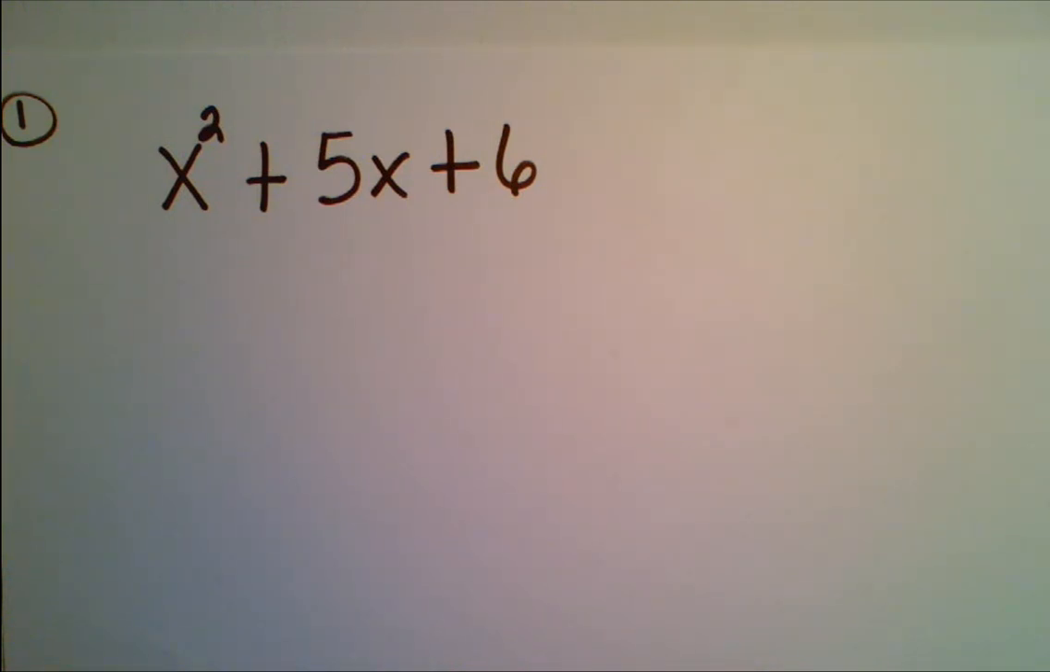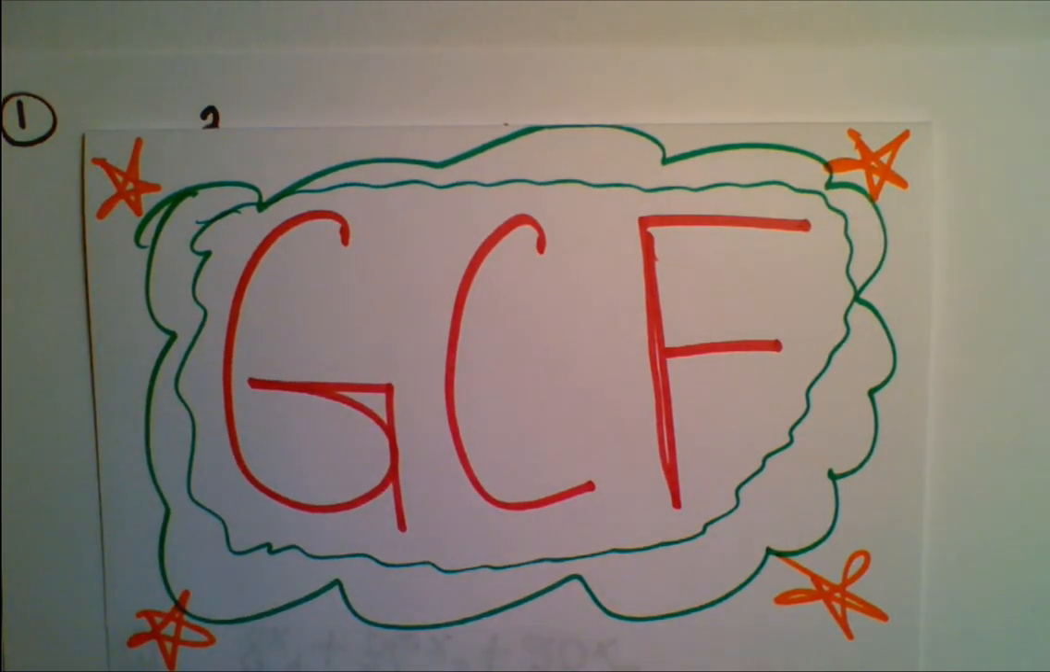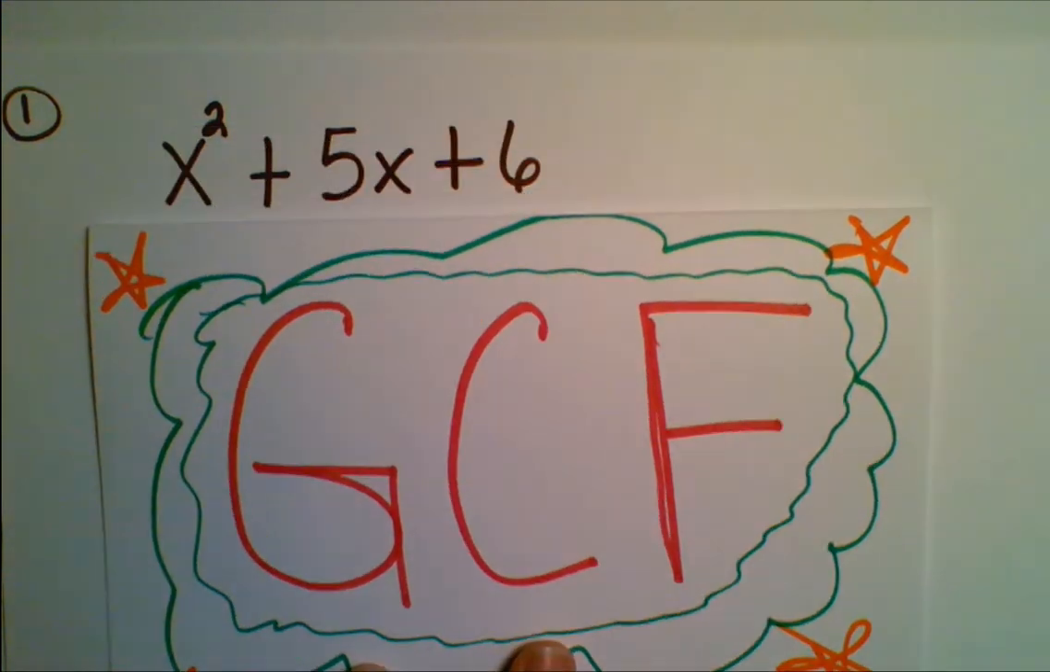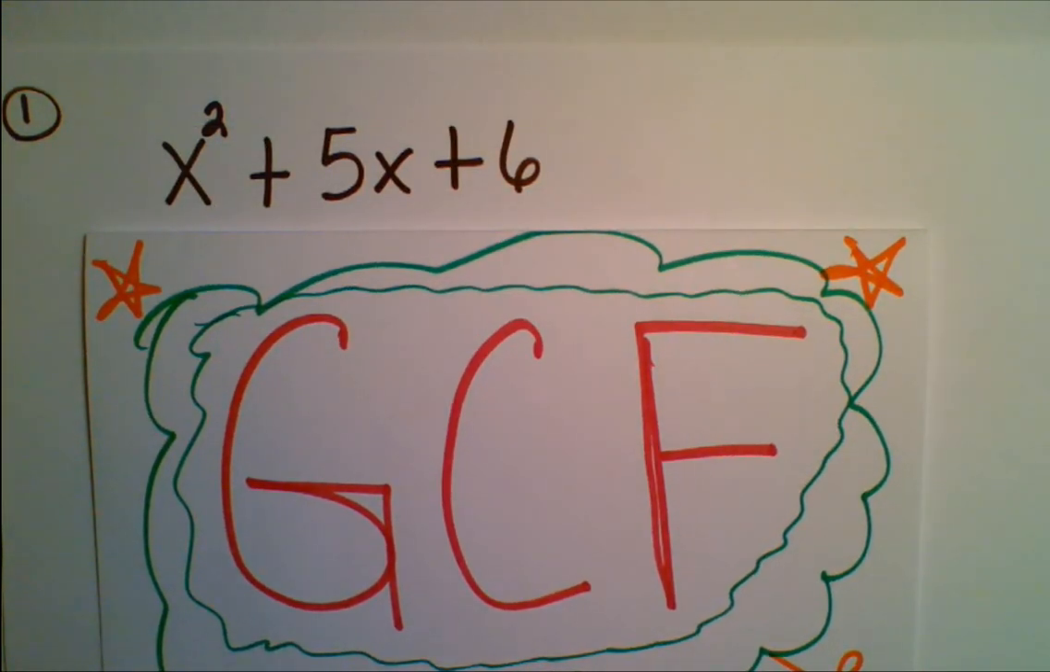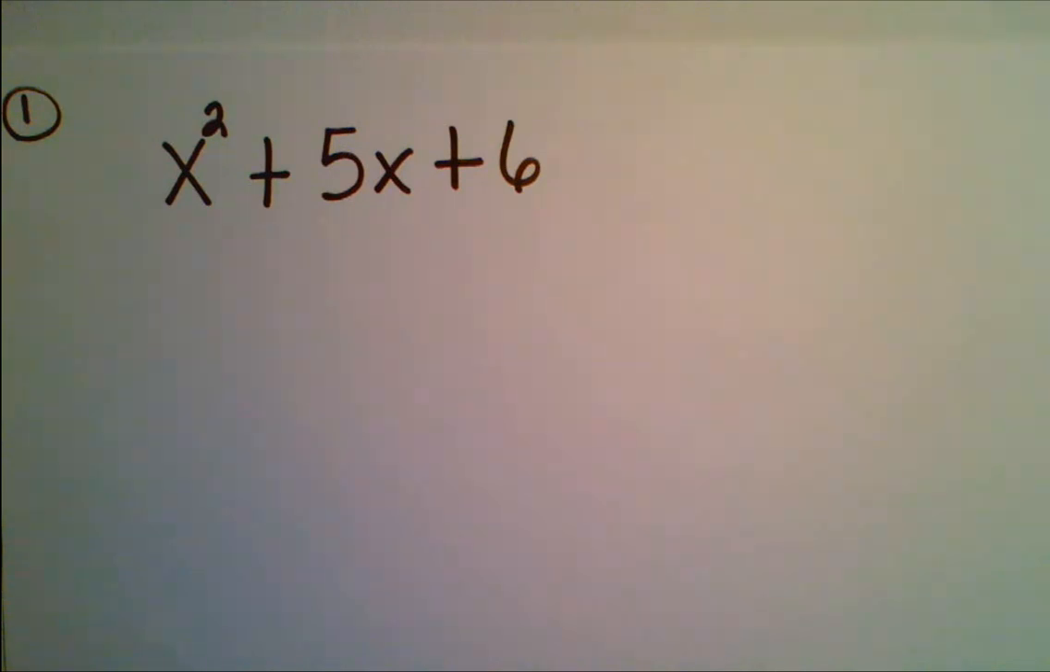But first, as I mentioned in class, whenever we go into factoring, we want to make sure that we always ask ourselves, is there a GCF that can be factored out of this question that we have here, this first example, x squared plus 5x plus 6. If there is a GCF, we're going to go ahead and factor it out. But for question 1, x squared plus 5x plus 6, there is no GCF. So we're going to move along and factor the trinomial.